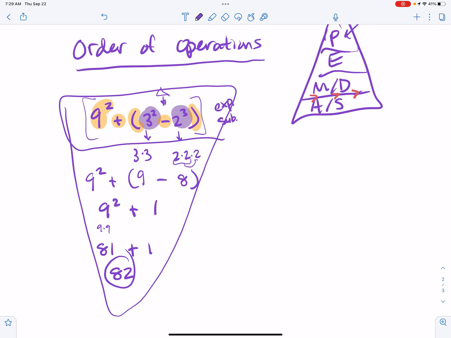It sounds like people are outside. So hopefully this makes sense. If not, you can just Google it and check in your math book.